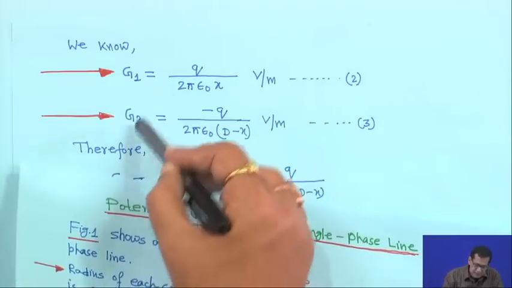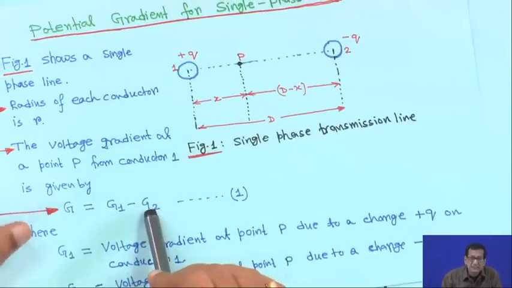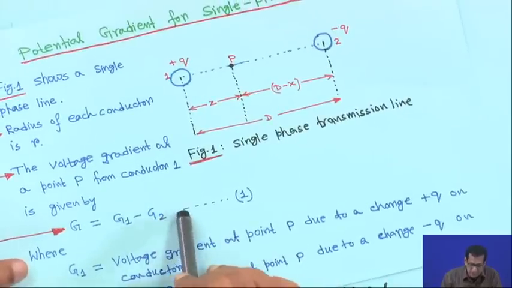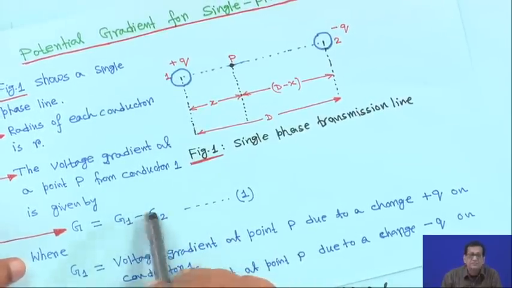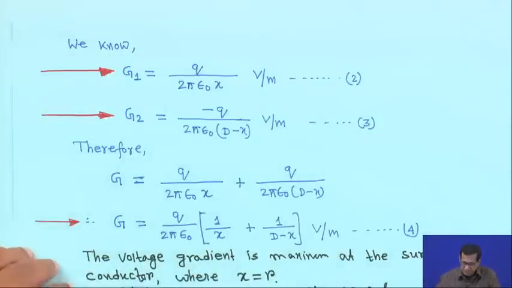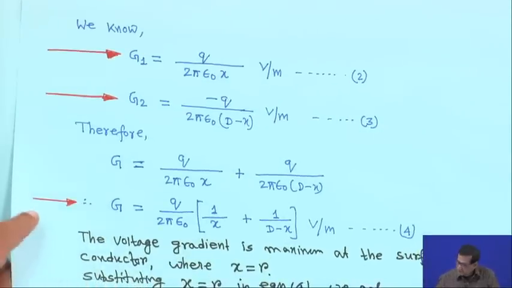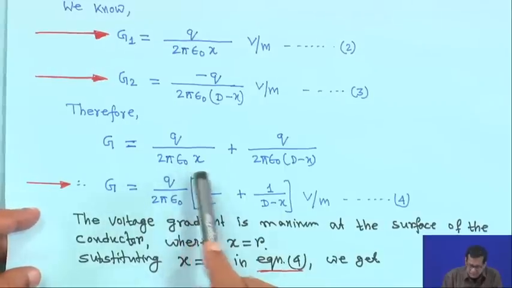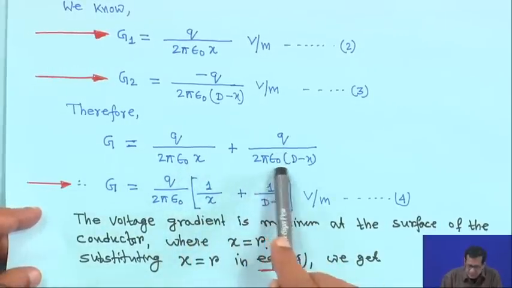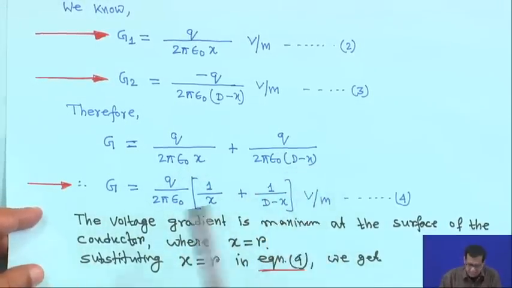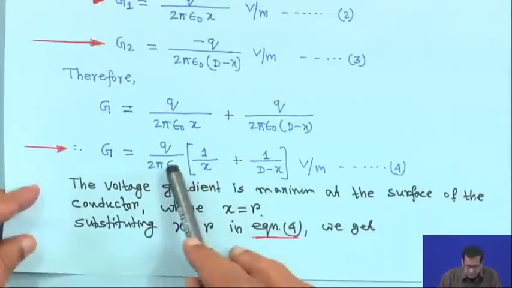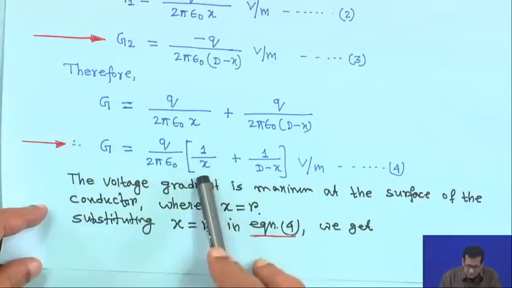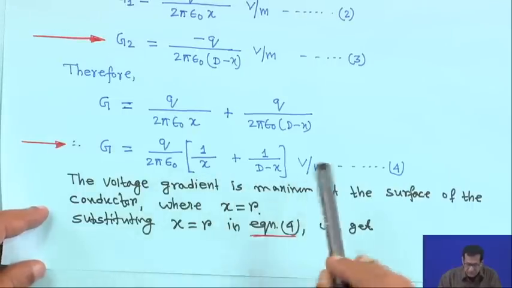So you substitute G1 and G2 in this equation. G2 is minus q upon this term, so when you substitute, the sign will become plus. Therefore, G is equal to q upon 2 pi epsilon 0 x plus q upon 2 pi epsilon 0 (d minus x). Taking q upon 2 pi epsilon 0 common, G is equal to q upon 2 pi epsilon 0 times (1 upon x plus 1 upon d minus x) volt per meter.